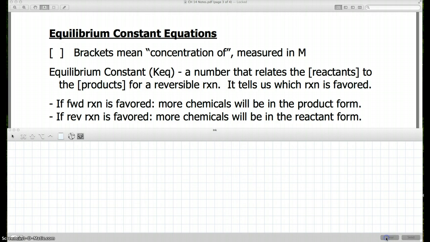I could also have concentration of sodium ions. Brackets mean concentration of whatever chemical is inside.